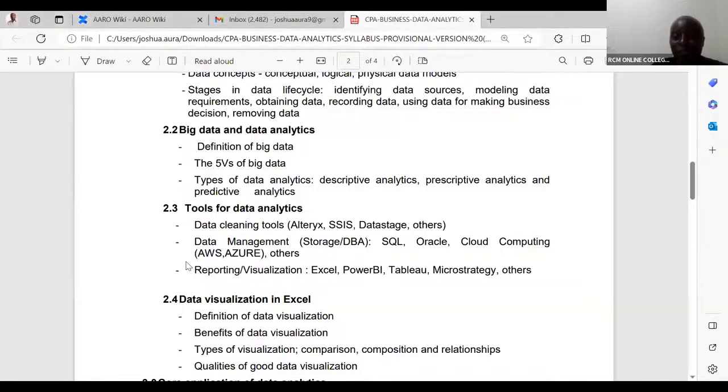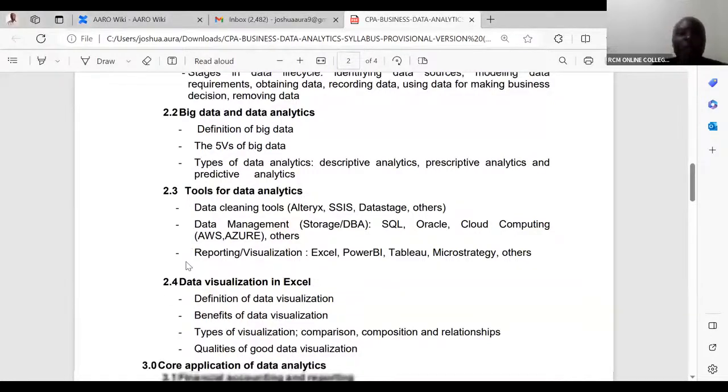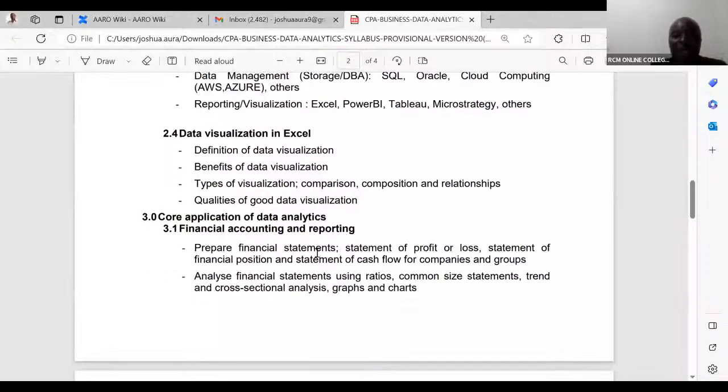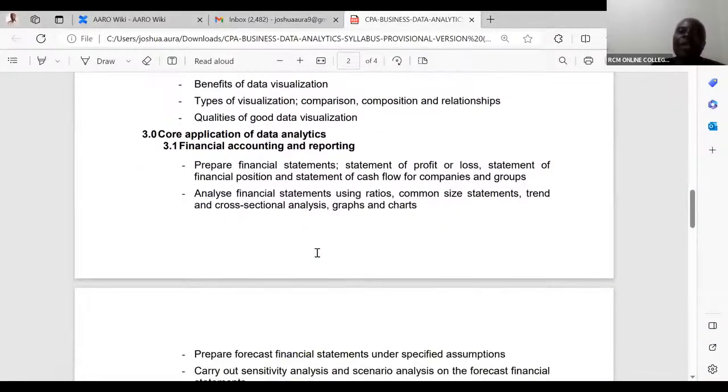So data visualization, very, very important. Then we have 2.4. Data visualization in Excel, they would want us to do the definitions, benefits, types of visualization, comparisons, qualities of good visualization, like that. So the core applications, financial reporting and accounting. They want us to show you how to prepare financial statements, how to analyze these financial statements using ratios, the common size statements that you did in your financial reporting intermediate level, trend and cross-sectional analysis, graphs and charts.